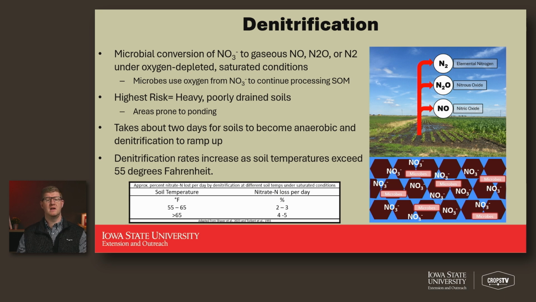Denitrification tends to speed up the higher you get above 50 degrees. And while it does take a couple days of saturation for this process to ramp up, once it's really going, you can lose nitrogen pretty fast. So you can see there on the table at the bottom, the warmer the temperature you get, the greater percentage of loss per day you can have. For example, if you are saturated for a 12-day period, it'll take 2 days to ramp up, and then you have 10 days of loss that could be occurring. That could be anywhere from 20 to 50% loss of all of the nitrogen in your soil. So we can lose a lot of nitrogen through this process.